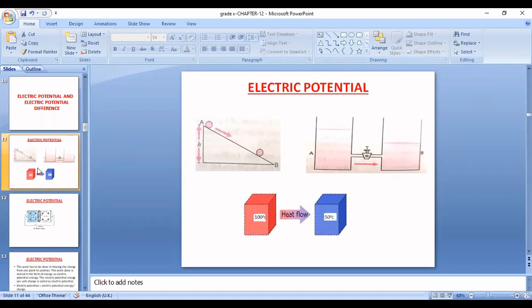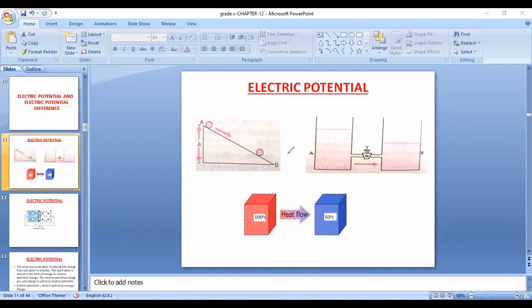तो इलेक्ट्रिक पोटेंशियल को समझने से पहले हम कुछ एग्जांपल्स देख लेते हैं. जैसे कि यहाँ पर हम फर्स्ट एग्जांपल को देखते हैं कि यहाँ पर वी हैव जस्ट टेकन अ इंक्लाइन प्लेन. हमने एक इंक्लाइन प्लेन लिया हुआ है एंड अ बॉडी इज रोलिंग डाउन फ्रॉम पॉइंट ए टू द पॉइंट बी. Now what is happening here? Why the body is rolling down from point A to the point B?